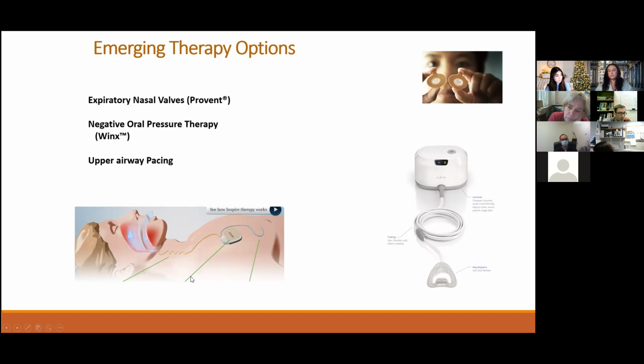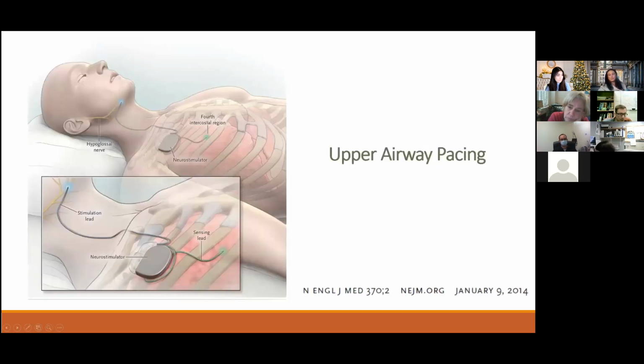Then the new kid on the block is the upper airway pacer. This is the Inspire device. It's the only one that I know that's on the market right now, although the FDA just approved clinical trials of 2 other upper airway pacing devices that work a little bit differently. So there may be more coming to the market, but essentially, this is a neurostimulator that goes to the distal branches of the hypoglossal nerve. And it really stimulates the genioglossus, or the tongue muscle, to protrude. Again, as I mentioned in one of those first slides, that's the most important muscle to maintain airway patency.